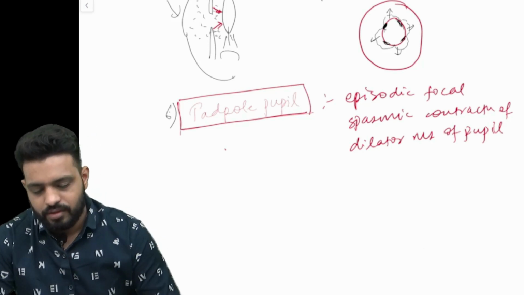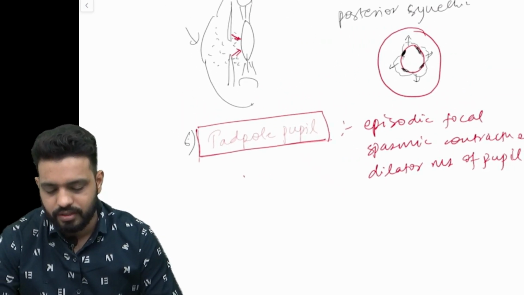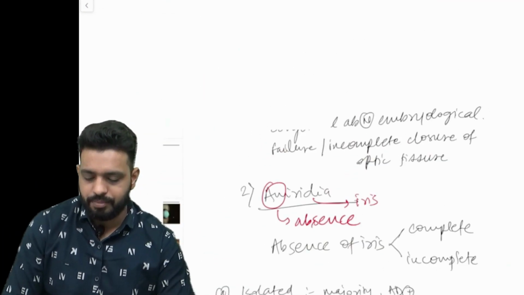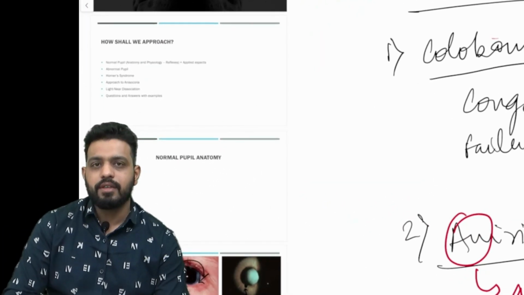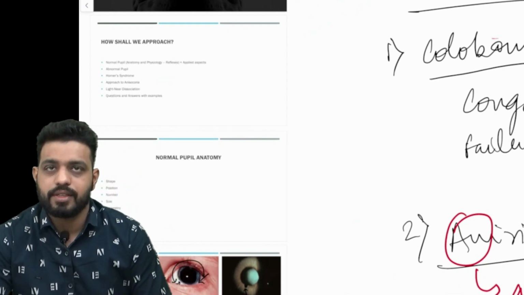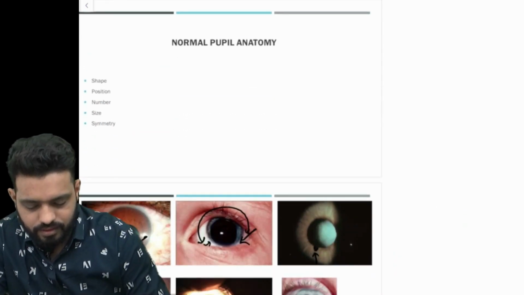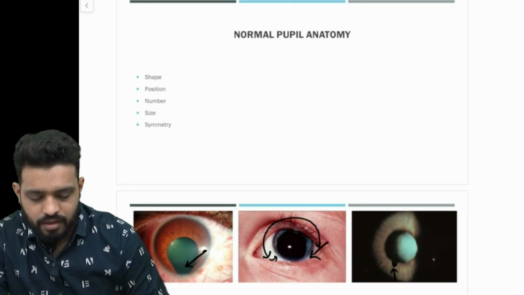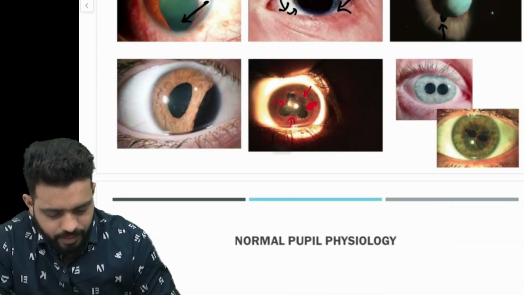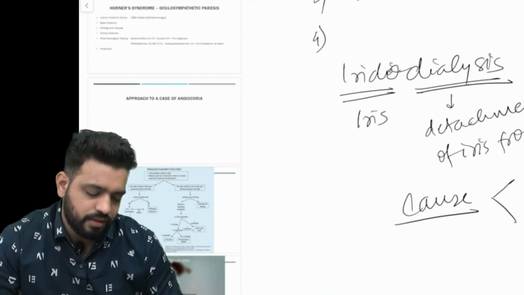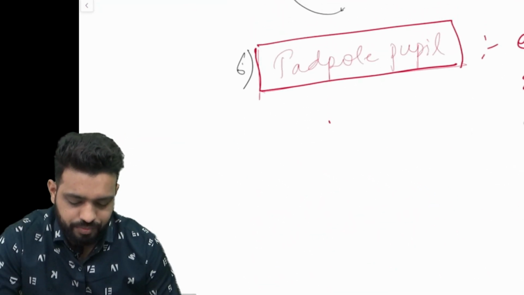Okay. So now we have dealt with, what did we see? The shape of the pupil. The next we deal with is the position of the pupil. As you can see over here, just 1 second. I hope this is visible. Yeah. We deal with position, number, size and symmetry. Okay. So what do you think should be the ideal position of the pupil?